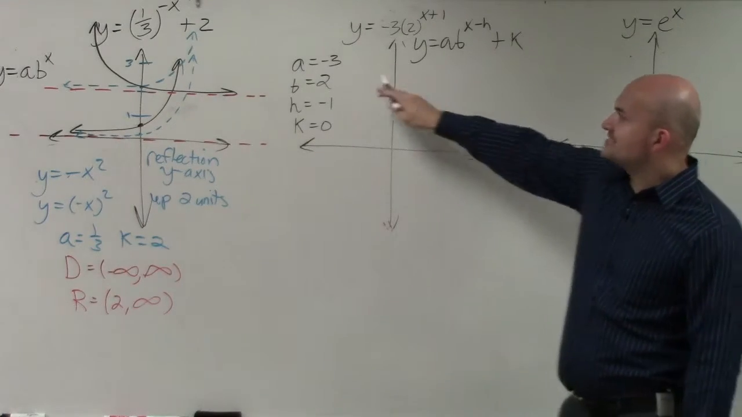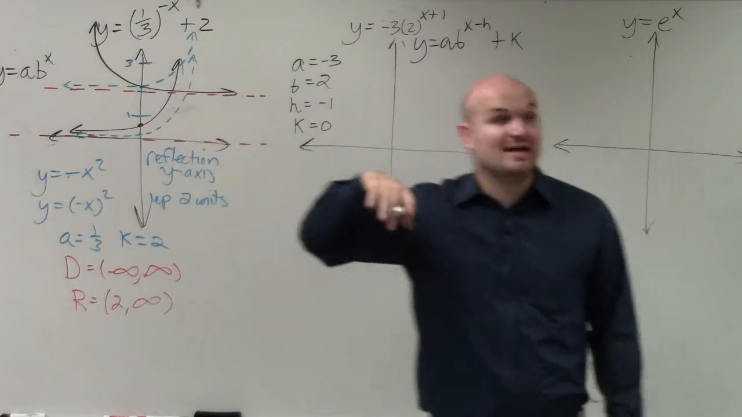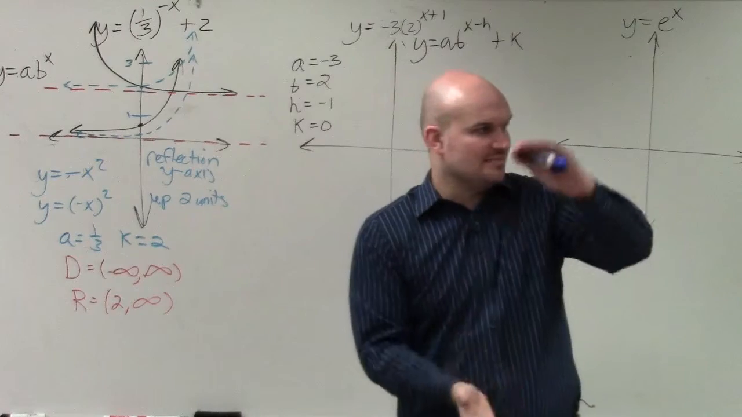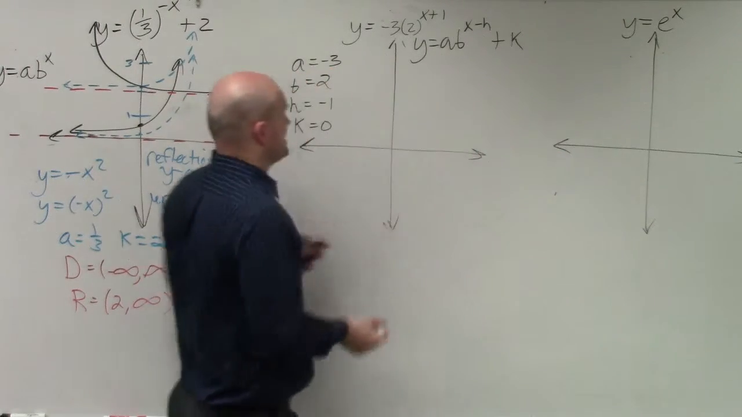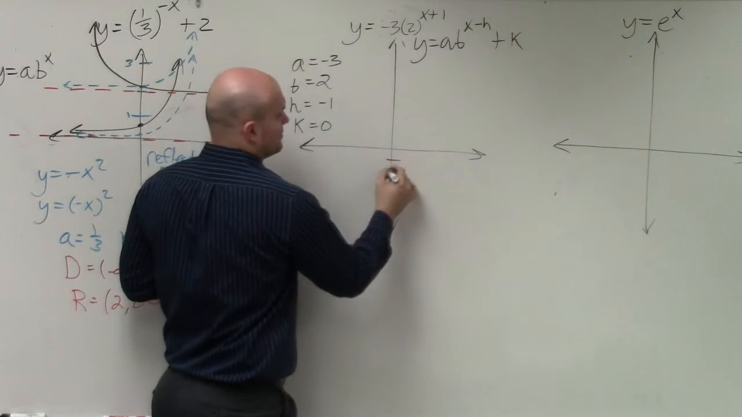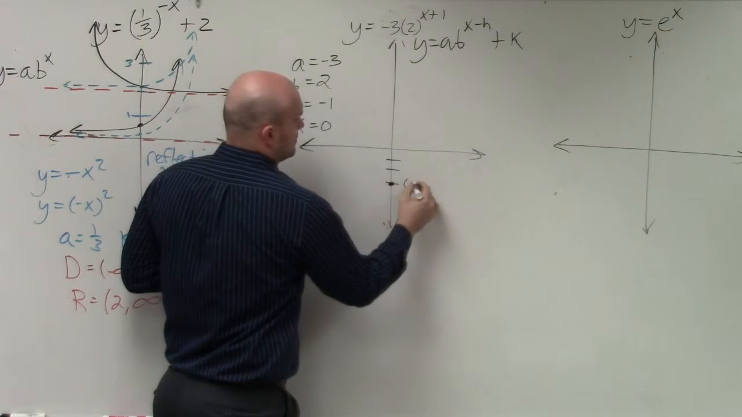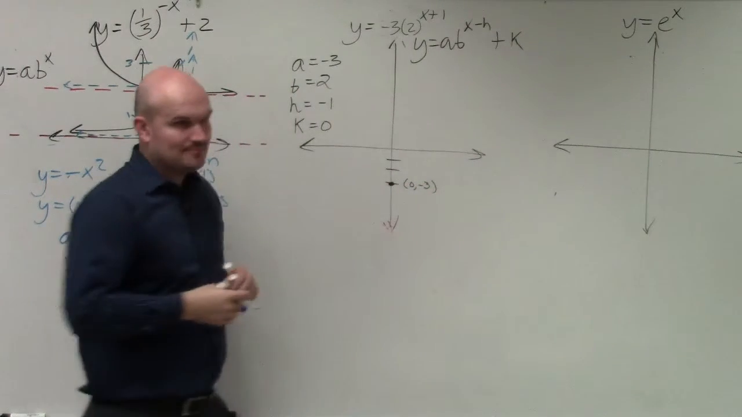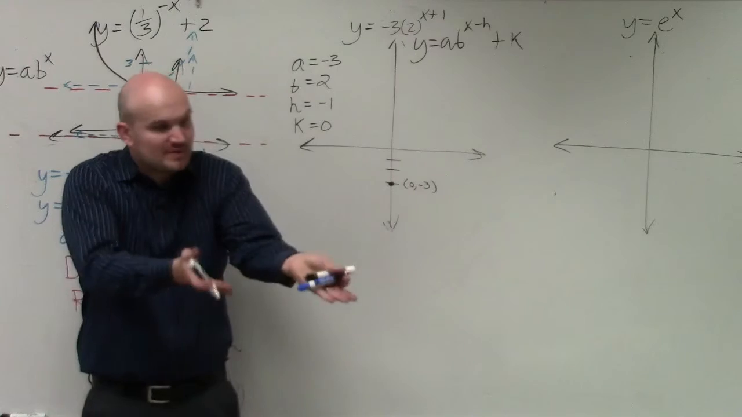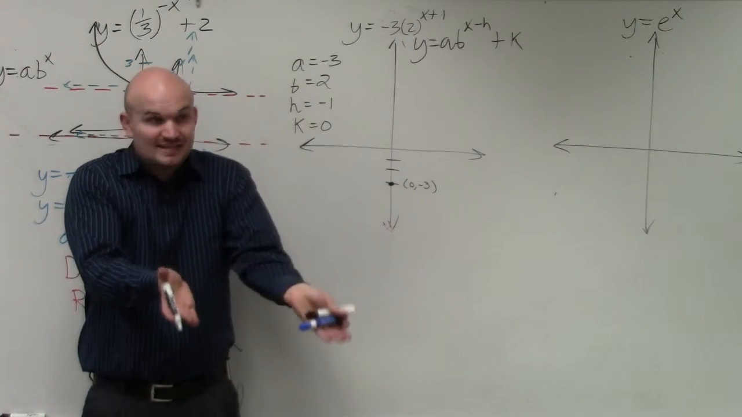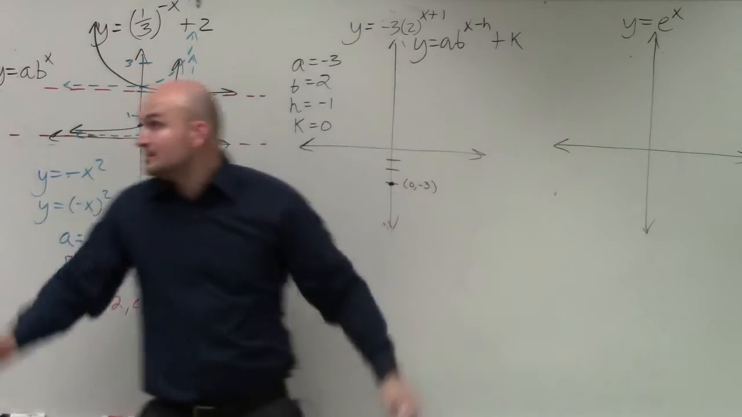So now, what does a do? A not only tells us our y-intercept, but it also tells us our stretching. So a is actually going to shift our new y-intercept. Everybody agree with me? A represents your y-intercept. That's what we did in our first homework. Correct? Finding the y-intercept. A is your y-intercept.